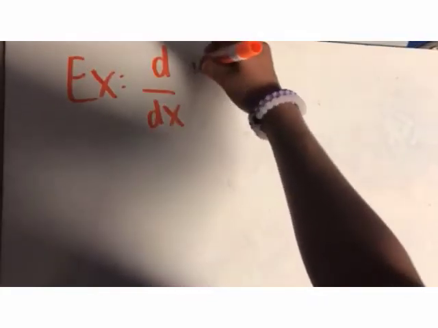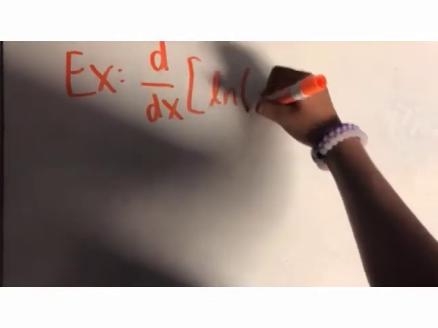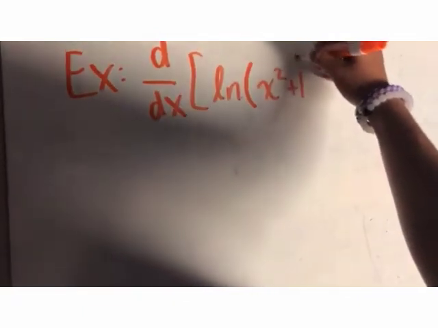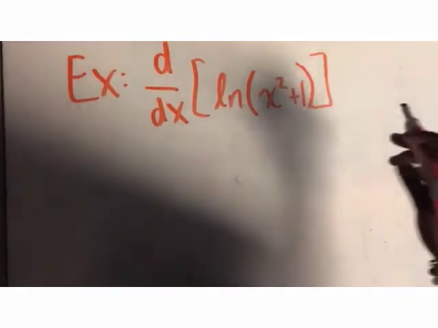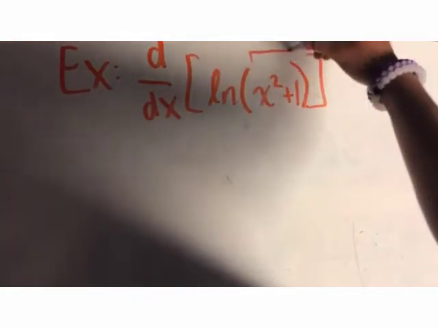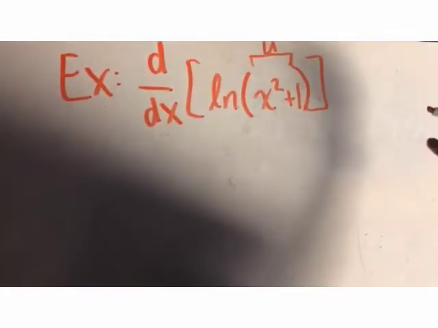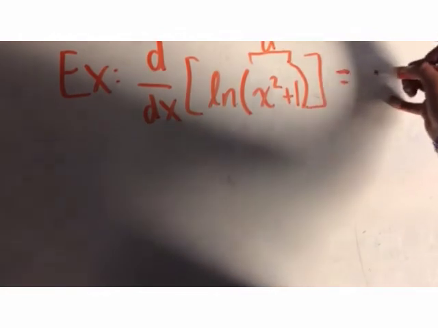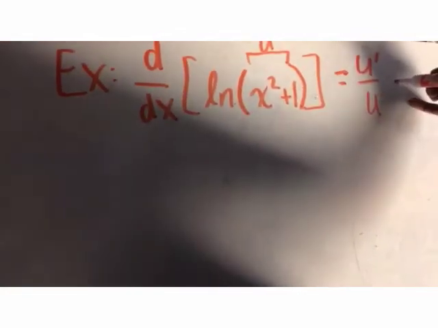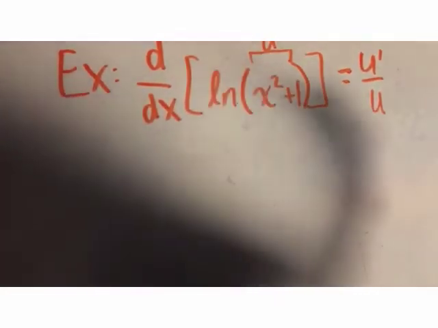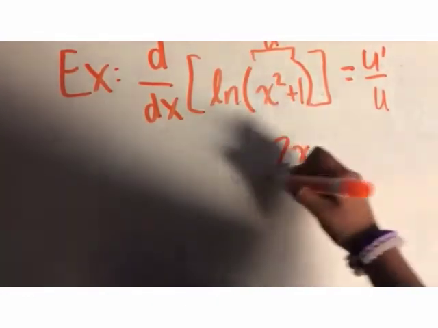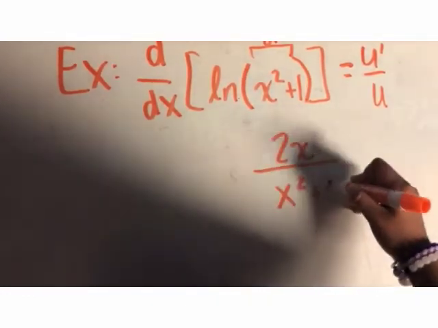Here are some examples. Example number 1, the derivative of ln of x squared plus 1. What you have to do here is this x squared plus 1 is technically u. So applying the second rule we learned, u prime over u, my answer to this one would be 2x over x squared plus 1.